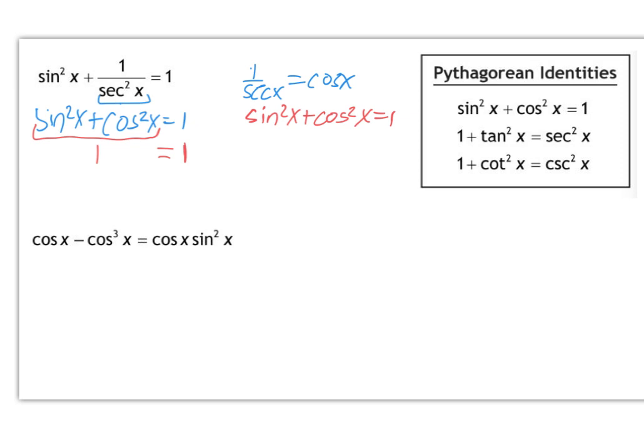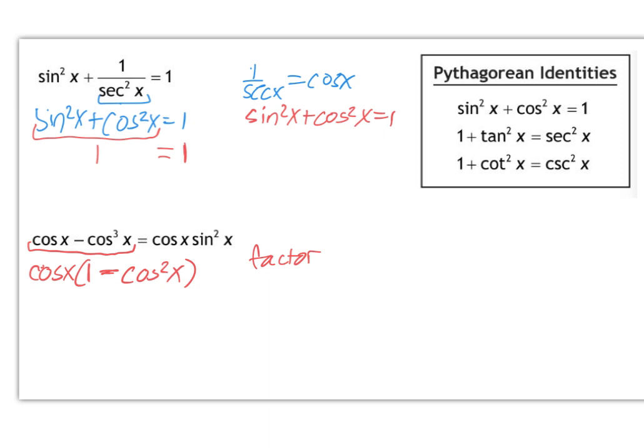For the one down below, I've got to do a little bit of work first. I've got to identify that these two pieces have something in common. They both have a cosine of x. So I'm going to factor a cosine of x out of both of these. And if I undistribute a cosine of x, I'm going to have a 1 minus cosine squared of x, because 1 times cosine is cosine. Cosine times cosine squared would be cosine to the third.